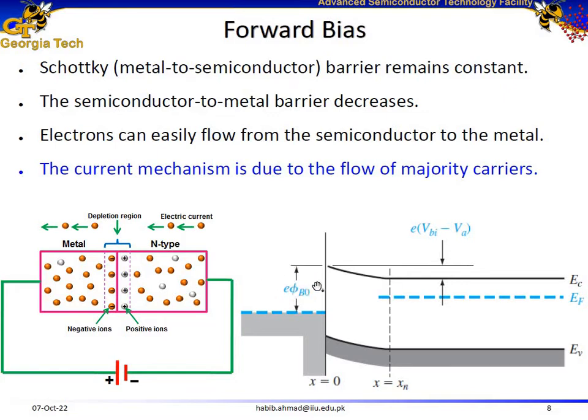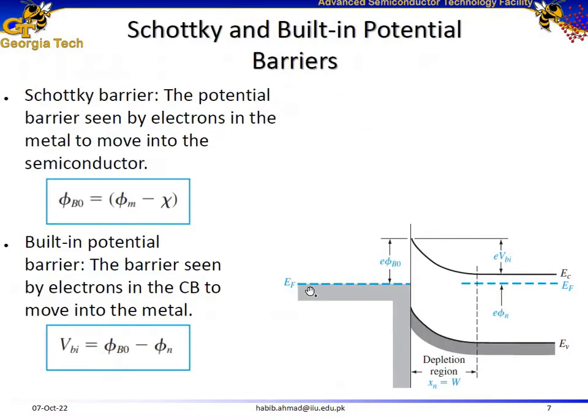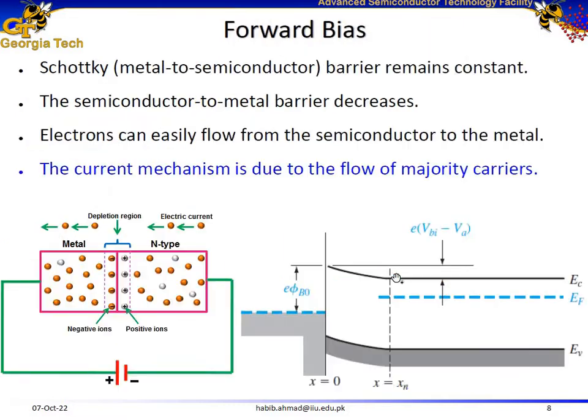Now look at the Schottky barrier height. Do you see any changes in the Schottky barrier height as well? No, the Schottky barrier height remains the same. So the barrier for electrons to move, the Schottky barrier height, is phi b naught. So the energy required for the current to flow from the metal, the barrier height, is still going to be the same, but now it's easier for carriers to flow from the semiconductor to the metal.